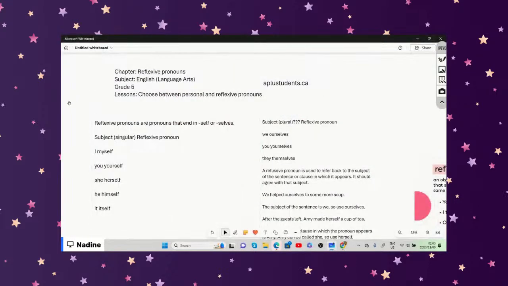So our chapter is reflexive pronouns. Our subject is English, which is language arts, grade 5, and the lesson that we will be focusing on is to choose between personal and reflexive pronouns. So that is going to be our lesson for today under our chapter of reflexive pronouns.